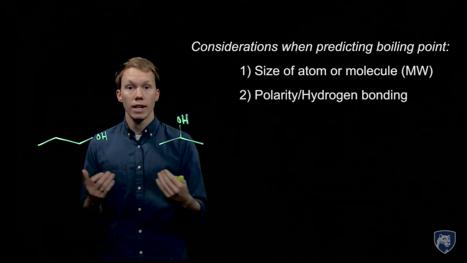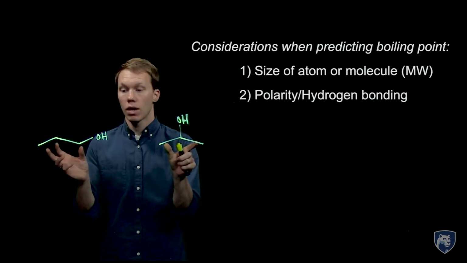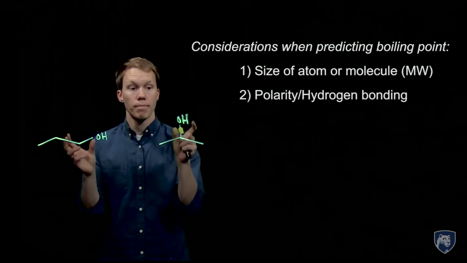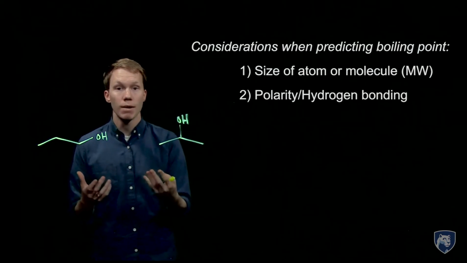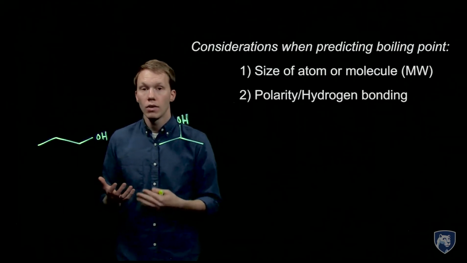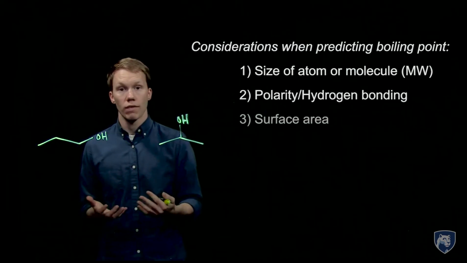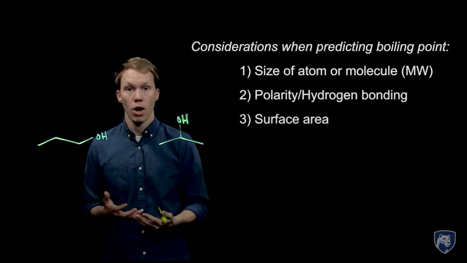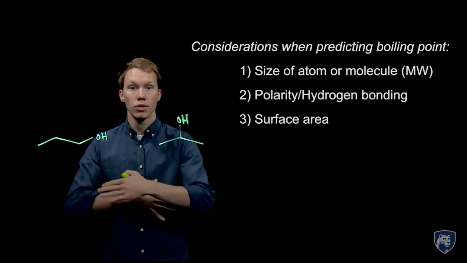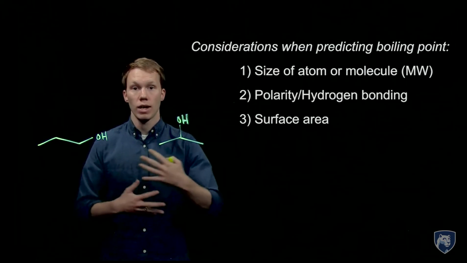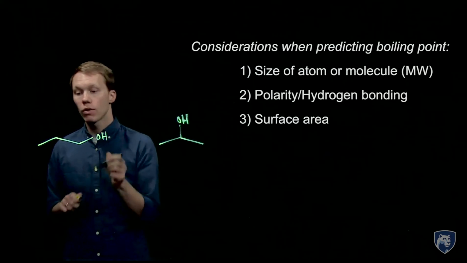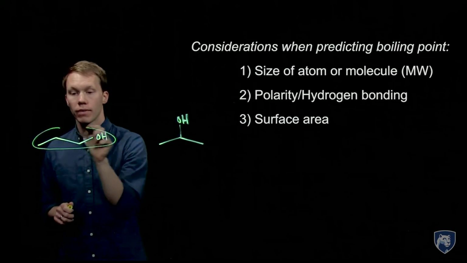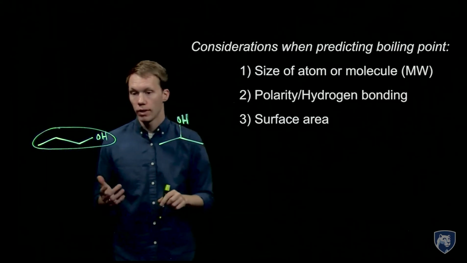Moving on to polarity and hydrogen bonding. These are both polar molecules. They both have hydrogen bond donors and acceptors, so we can't break the tie there either. The third thing we need to look at is the surface area. What is the shape of these molecules, and how will they be able to stack against one another and maximize the surface area contacts? So the greater the surface area, the larger the intermolecular force.